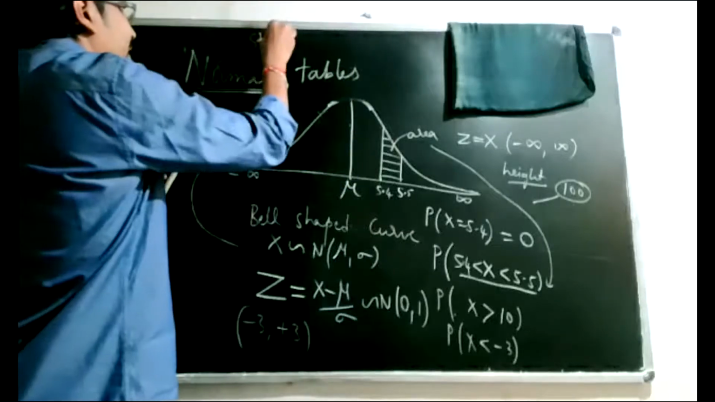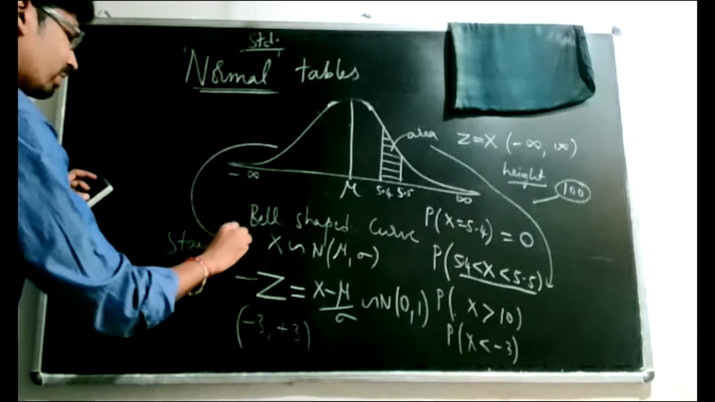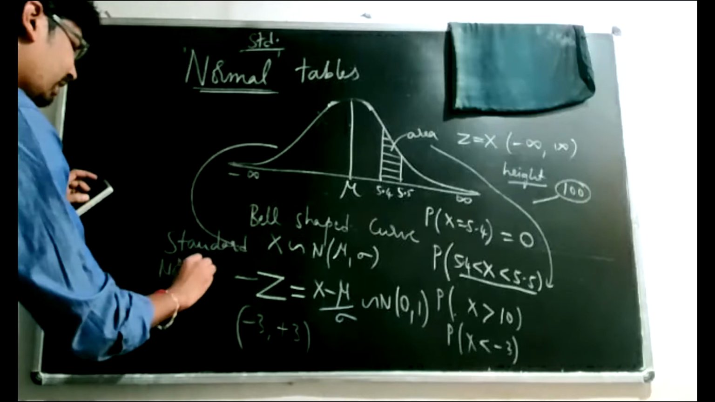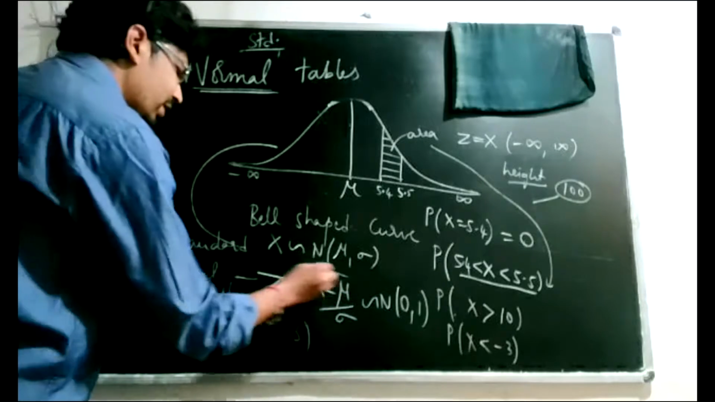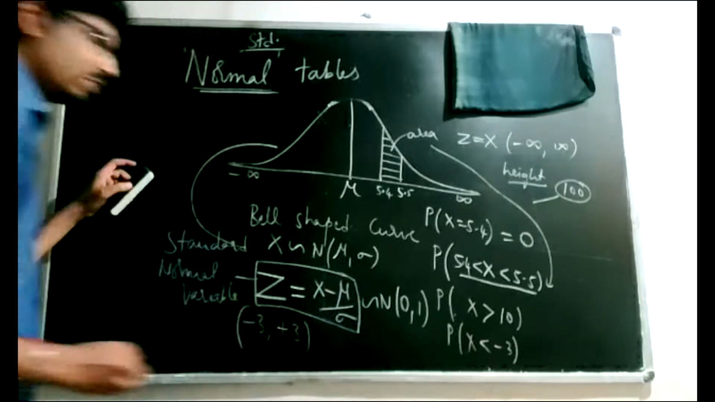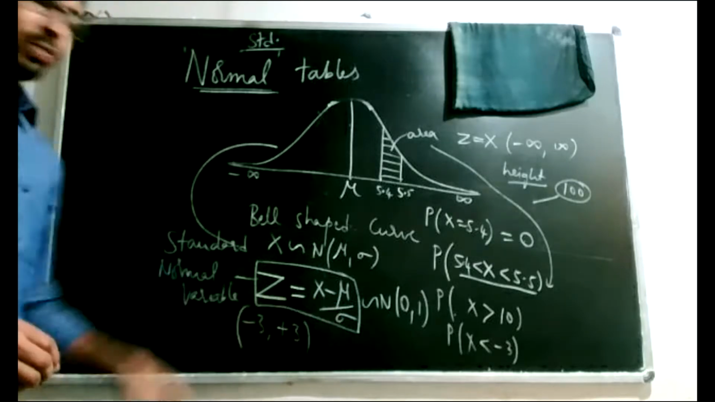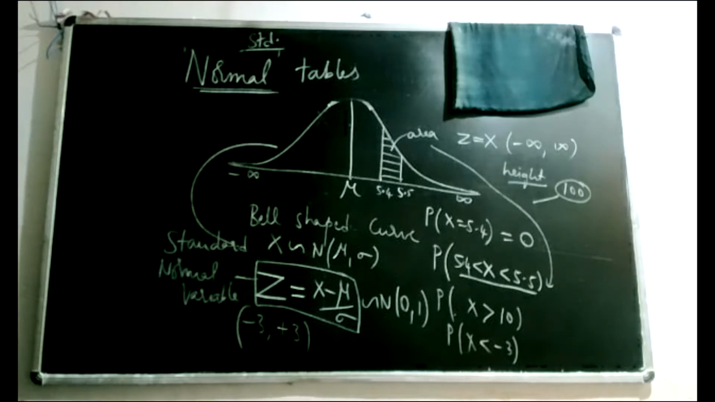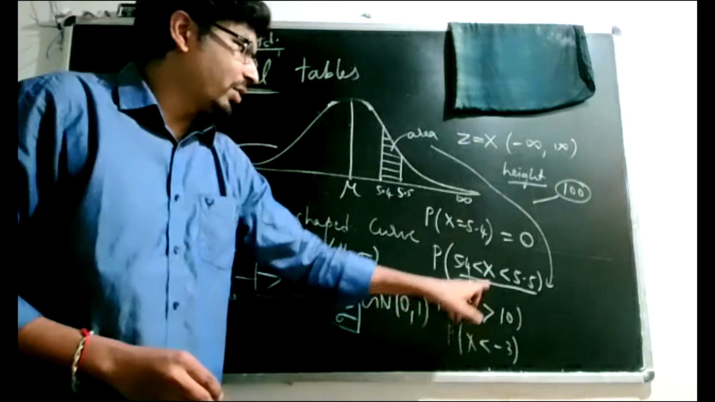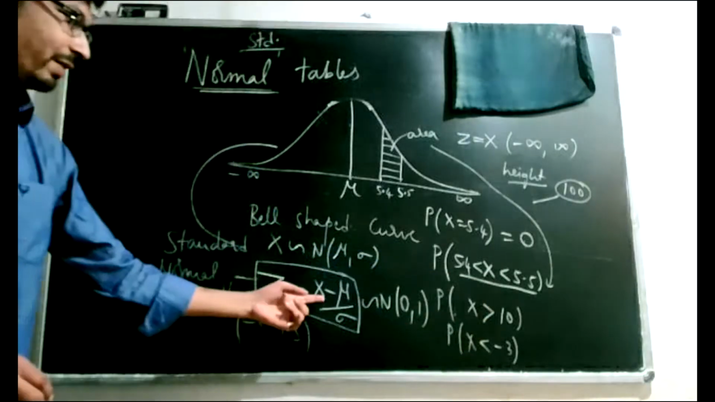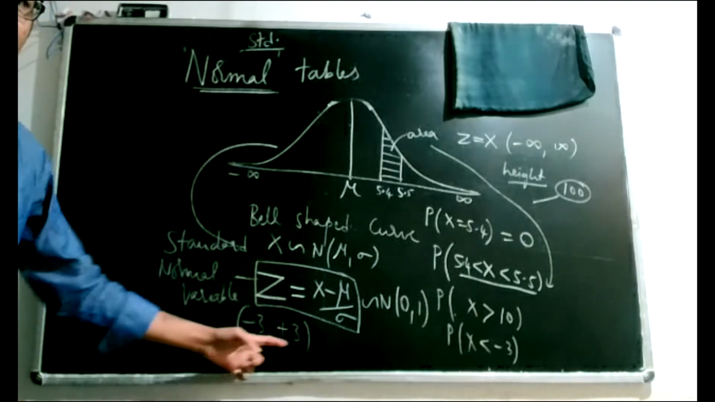So what are the standard normal tables? This z is called the standard normal variable, and the process of reducing your x into z by defining z equal to x minus mu by sigma is called standardization. Now the first step in computing area or probability for any x is reducing the values of x into z, and as we said, z always lies in between this.